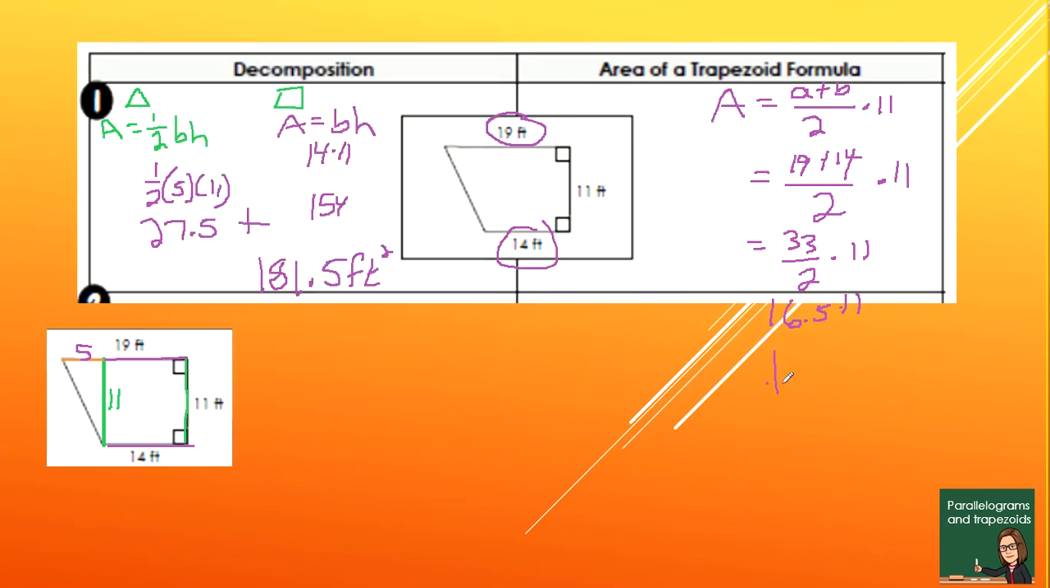Look, I got the same answer, 181.5 feet squared. So both ways work. If you think it's easier to decompose these figures and find the area, do it that way. If you like the formula, then do it that way. So that is the area of a rectangle, or not a rectangle, a parallelogram, and a trapezoid. And so now I'm going to have you practice some of the problems.